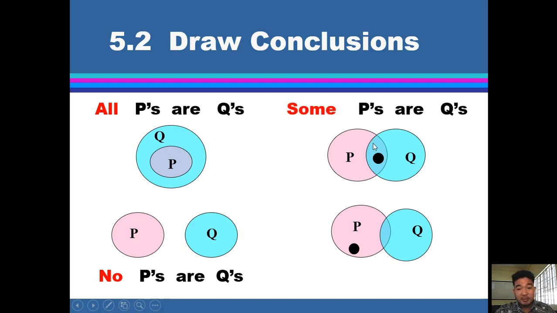And then for number 3, ito yung point niya, so some P's are Q's. That's correct. Ito naman, ito yung point niya, so this will be some P's are not Q's. Okay. So actually, using the Venn diagram, we can draw conclusions easily because visual yan, nakikita natin.